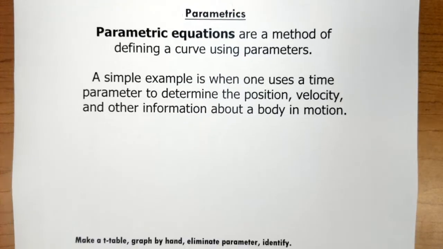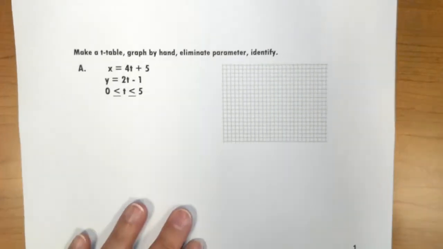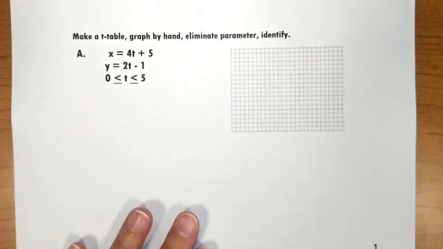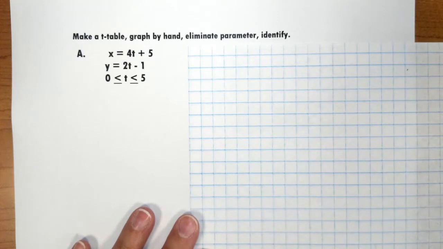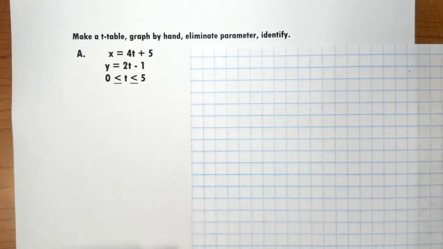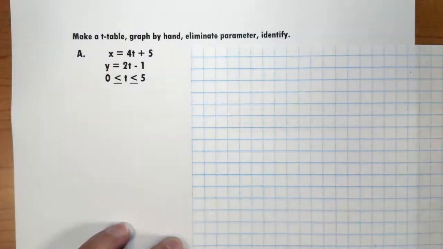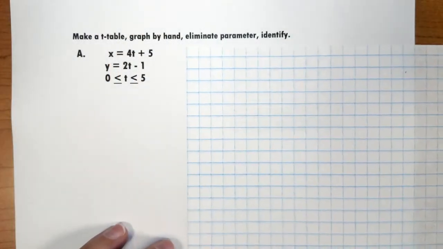Alright, so your homework tonight, you're going to do the way that we do the lecture slides today. And I'm going to use this as the graph paper. Okay, example A, directions. We want to make a t-table. You've got to have a t-table for all of your problems on homework tonight. Graph by hand, eliminate the parameters. So we're looking here at eliminating the variable t and then identifying what type of graph we've got.